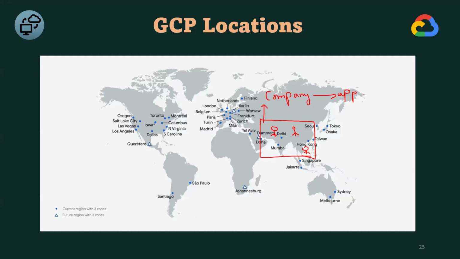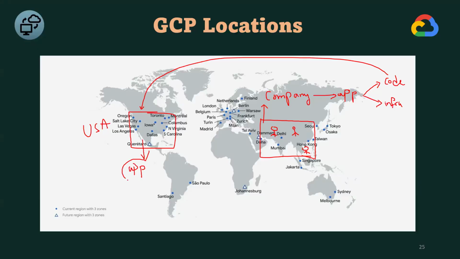When I say an application, there will be code and infrastructure. The code they have prepared, they have deployed on top of this USA data center. Where is your application running now? Location USA. In this particular data center only your application is running. Yes or no?